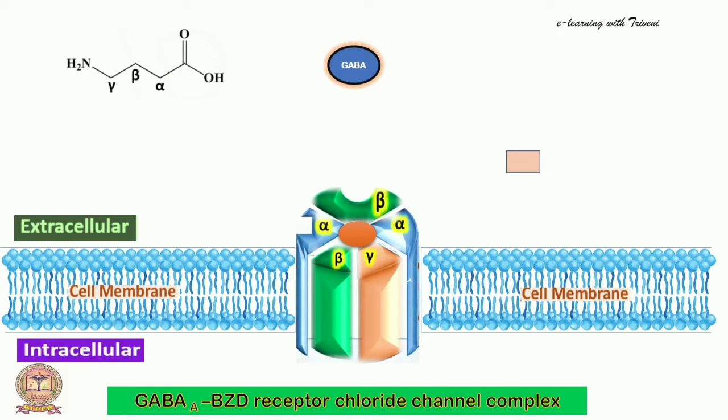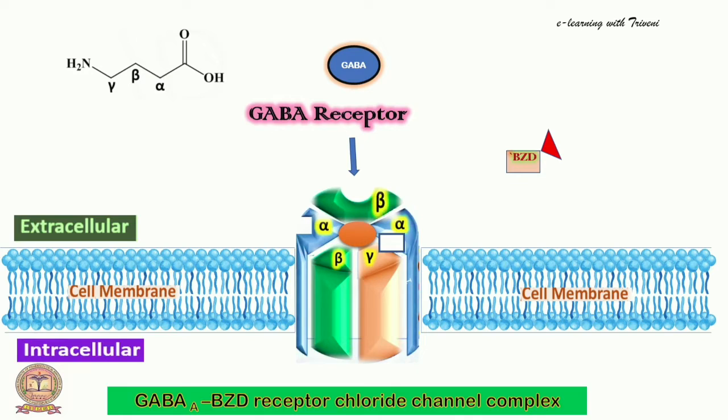Only the alpha and beta subunits are required for GABA action, and most likely the binding site for GABA is located at the beta subunit, as shown in the figure of the GABAa receptor. Coming to the second binding site, it is for the drugs belonging to the benzodiazepine class.